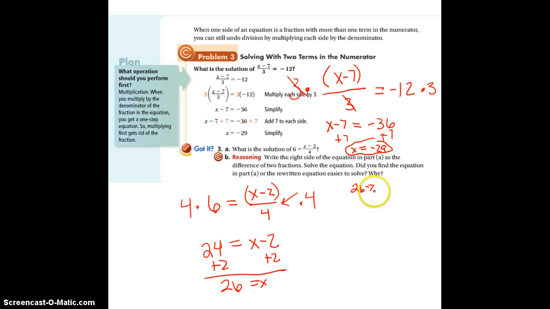I can always double check my answer by plugging it back in. 26 minus 2 divided by 4, does that equal 6? 26 minus 2 is 24. 24 divided by 4 is equal to 6. So therefore 6 is equal to 6. And yes, it makes a true statement, which means that x equal to 26 is the solution.